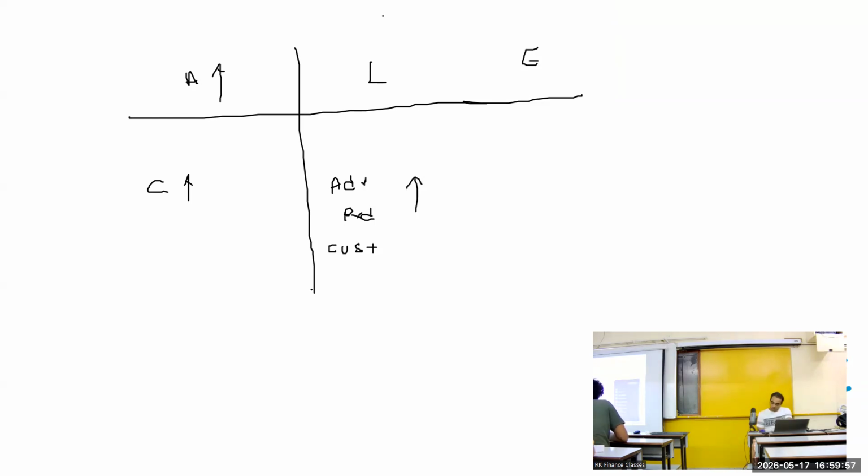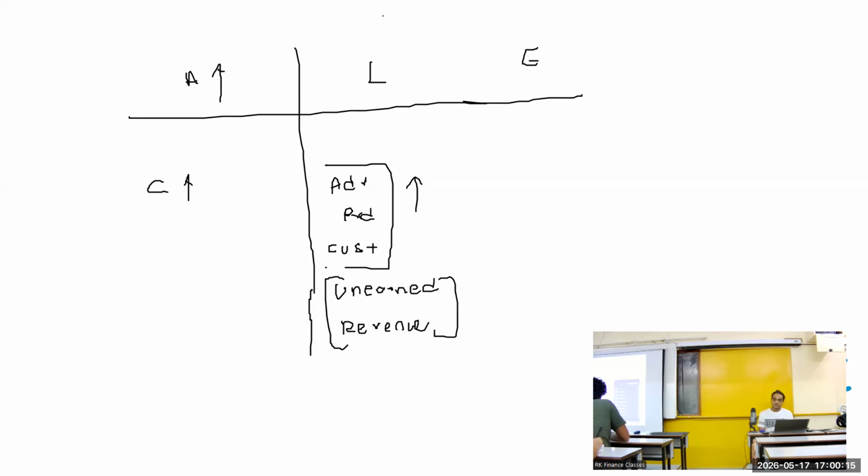BCom and BAF guys know it as unearned revenue. It is a revenue, but it is not yet earned because the product has not yet been delivered. It's called unearned revenue. I commonly call it in the lecture advance receipt from customer.